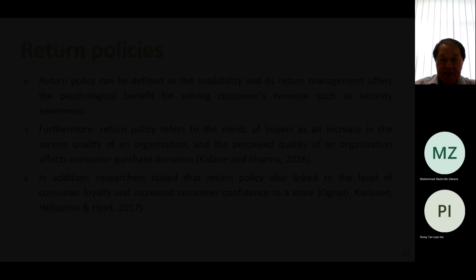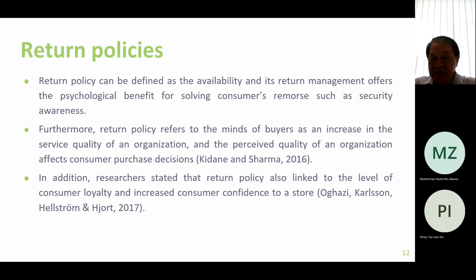The last independent variable is return policy. Sometimes when you buy a book, you are not satisfied. What is your requirement? You return it, right? So the return policy can be defined as the ability or return management offered that provides psychological benefit for solving consumer concerns, such as security awareness. In addition, some researchers say it is linked to the level of consumer loyalty and increased consumer confidence in the store. This is according to Ohazi Kausam.